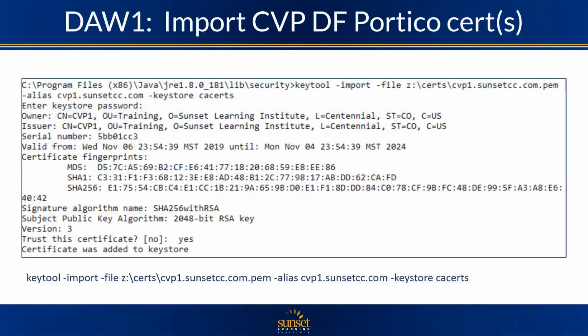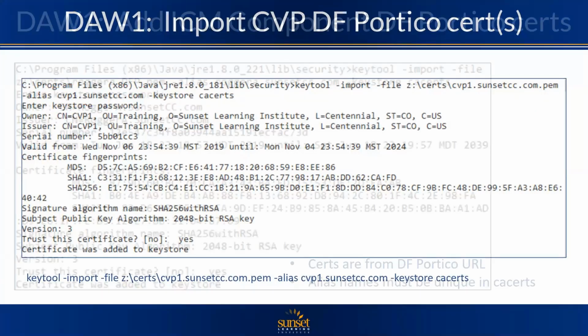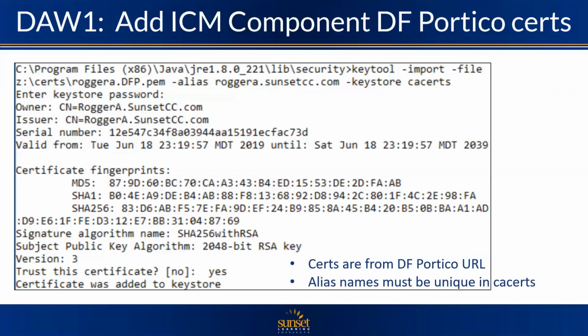On your ICM server, that primary AW, go back to that server and rerun that keytool with the import switch and add those certificates that you just got from CVP. You can add them as a PEM file. Give them an alias name. Put them in that keystore, right? Restart Tomcat. While you're there, add in all of your other ICM Diagnostic Framework Portico certs.